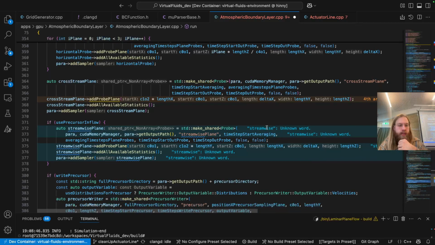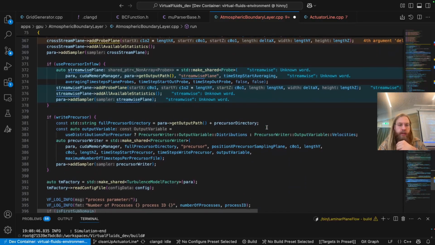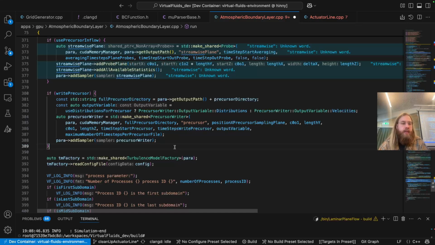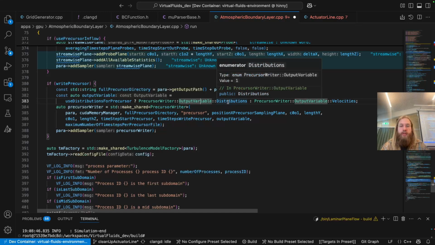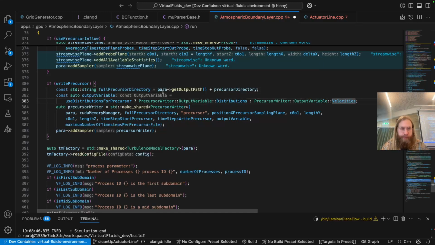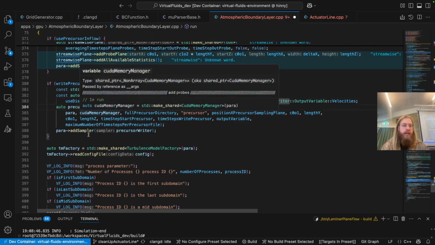And then I think the final thing we should talk about is how you use the precursor writer. Because it doesn't actually do anything to the simulation, it's also what we call a sampler, right? It's just a probe, because it just produces output. So you have to give it which kind of precursor you want to write. This is what's called the output variable. It can either be the distributions or the velocities. And then you just generate this precursor writer object and add it to the simulation.